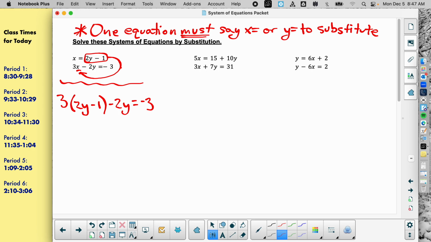Kind of. You have to multiply the 3 to both numbers in parentheses. Perfect, so you're basically just simplifying. Yep, that's exactly what I would do. So 6y minus 3 minus 2y equals minus 3. Oh, I don't like that it's minus 3 on both, but we'll see how that works out.